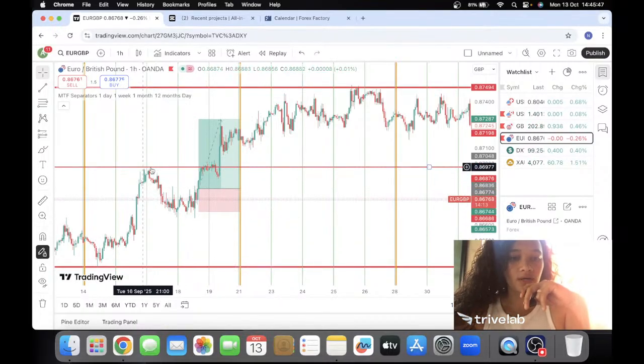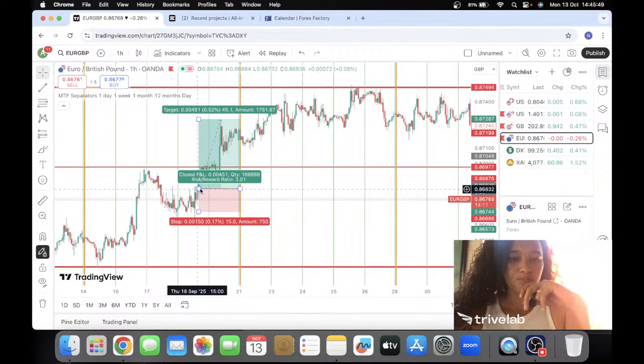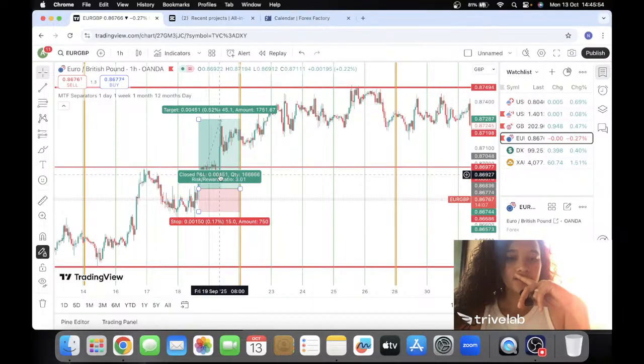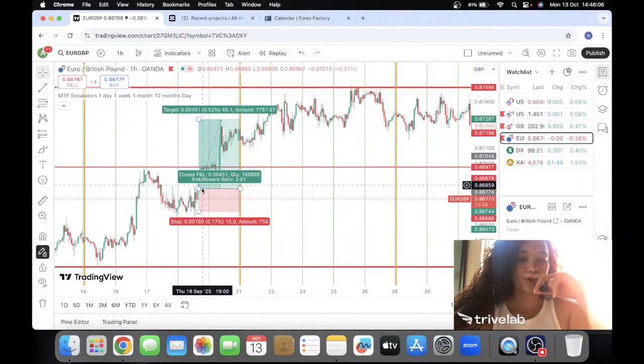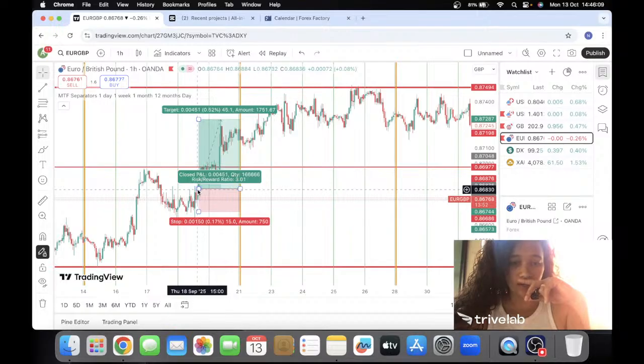So here we go, we have a clear structure break here. I entered at this area over here. A little bit of consolidation, okay? This just requires patience. To me, this looks like patience. Wait it out. As you can see, beautiful move the next day around about 8 o'clock, and then hit target around 9 o'clock.